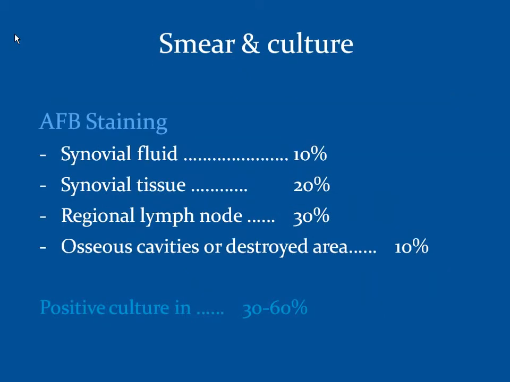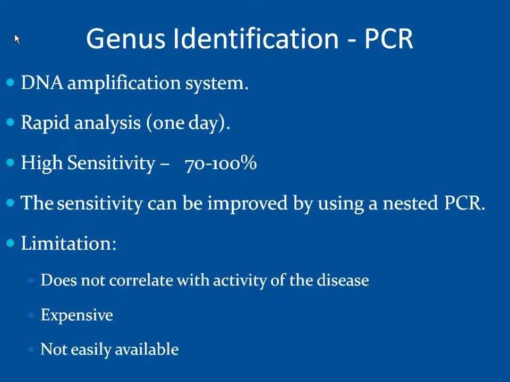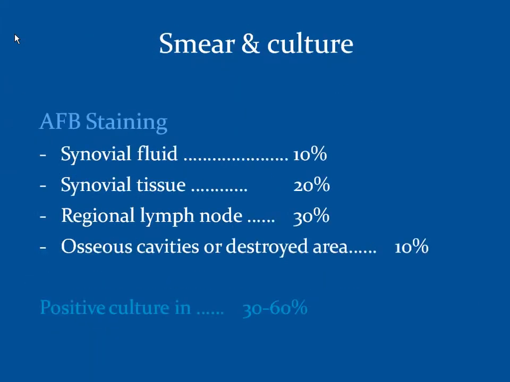We know that the yield from the various tissues could be very little, and culture positivity could be seen in only about 30 to 60% of patients, while synovial tissue fluid, about 20%, gives you a staining, and about 30% in the regional lymph nodes could be seen.